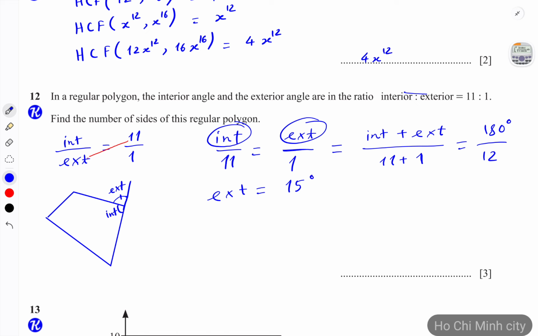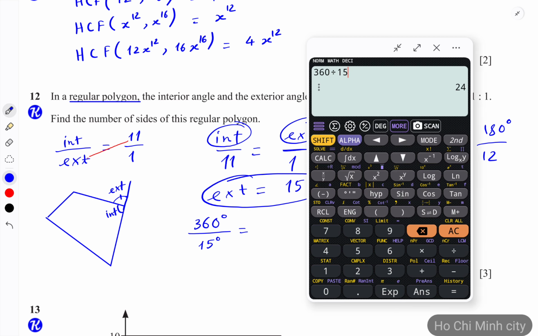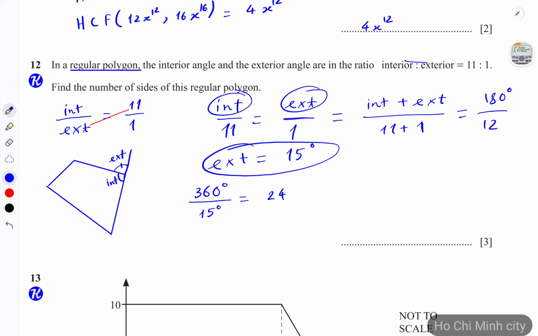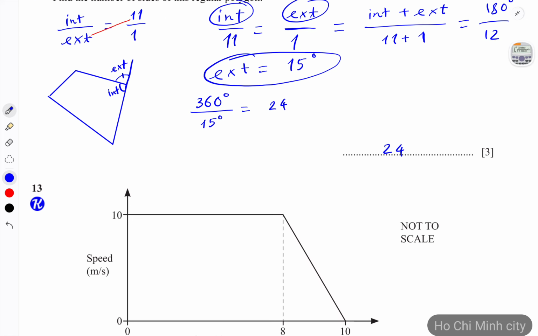All right, 15 degrees. And we also know that in a regular polygon, the sum of all the exterior angles is going to be 360 degrees. So this is the size of just one of them. So take 360 degrees divided by the size of each of them, we would have the number of sides of this polygon. All right, so we have 24. So that is 24 sides of this polygon.